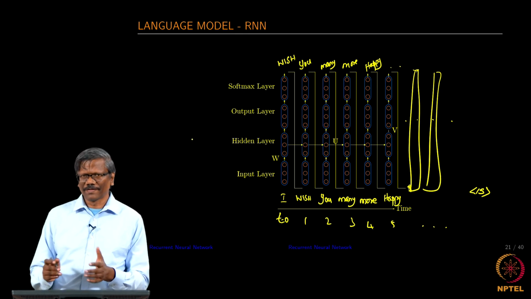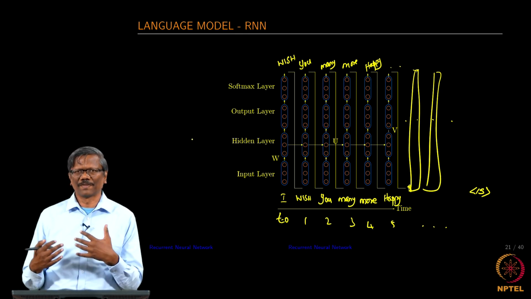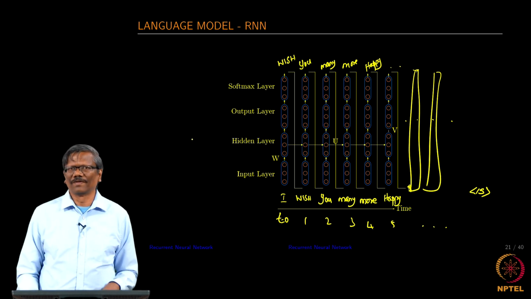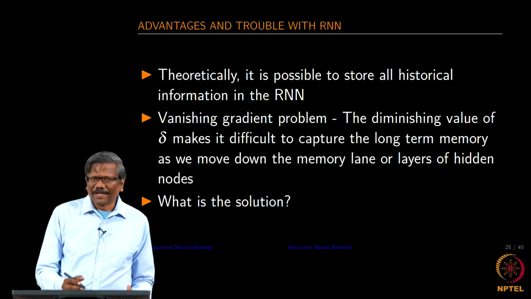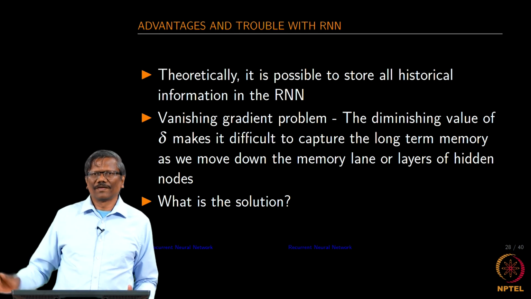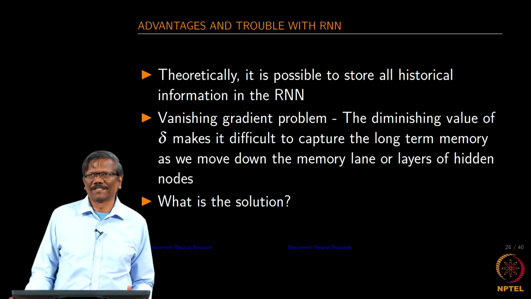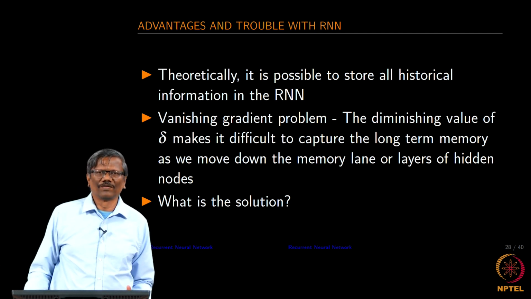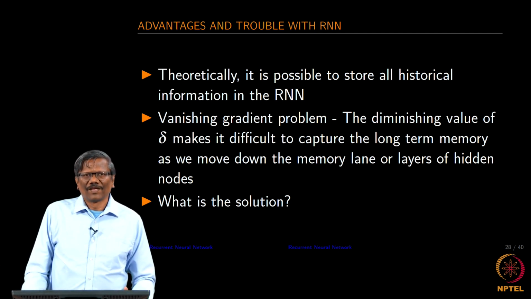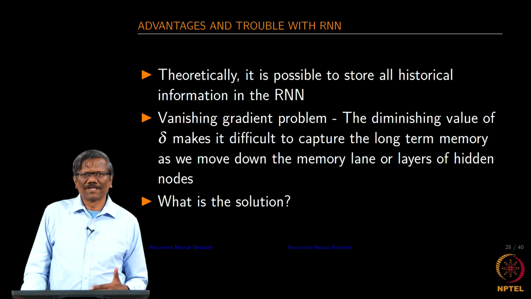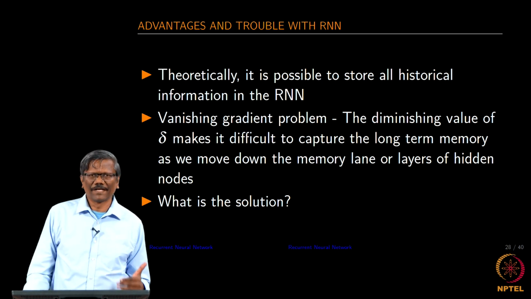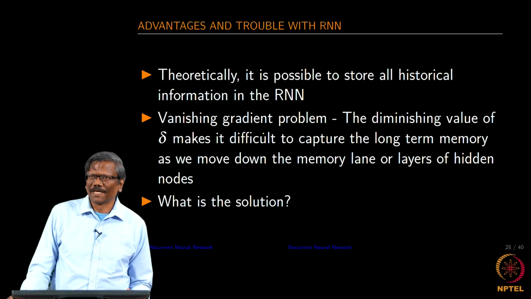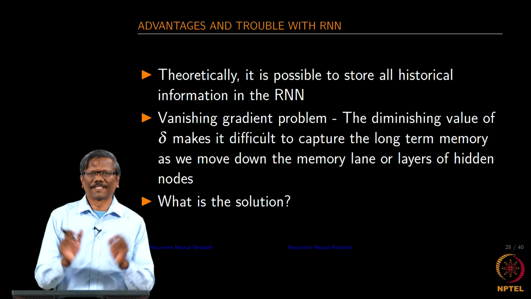There are a lot of examples you can see on the internet with respect to generating text using RNN. Theoretically, we can store all historical information in the RNN. You can theoretically go for a very, very long time series. When you go for a long time series, what is a big problem? So, we get into a problem of vanishing gradient. In some cases, we also get into the problem of exploding gradient.